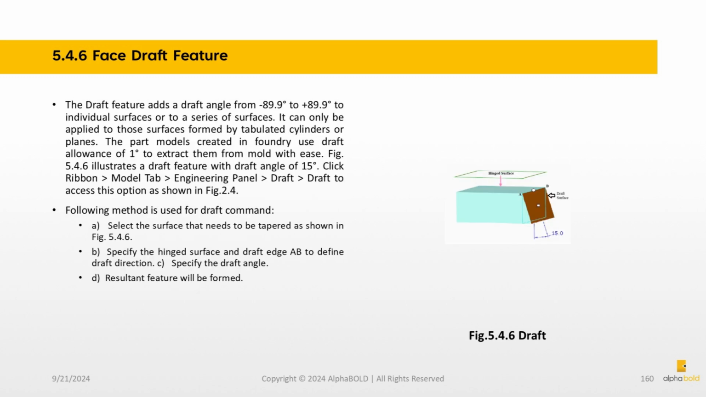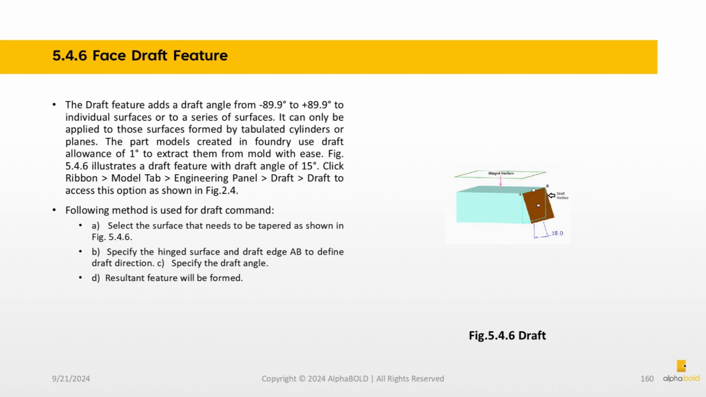Face draft feature. The draft feature adds a draft angle from -89.9 degrees to +89.9 degrees to individual surfaces or to a series of surfaces. It can only be applied to those surfaces formed by tabulated cylinders or planes. The part models created in foundry use a draft allowance of 1 degree to extract them from the mold with ease. Figure 5.4.6 illustrates a draft feature with a draft angle of 15 degrees.